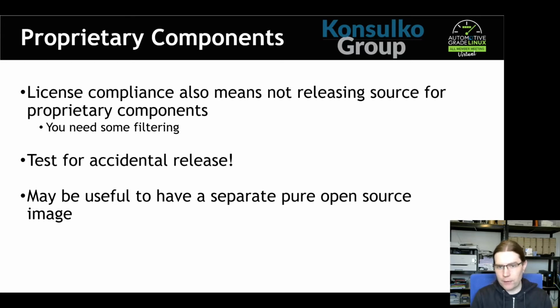And what I would say, it's often useful to have two images produced by a build system, one that is a pure open source image and one that is the open source image with the proprietary components that you may be using. And that just makes it a bit easier to test that the purely open source version can be rebuilt in whole from the sources that you distribute, and makes it easier to ensure that you're not accidentally distributing the sources for those proprietary components.